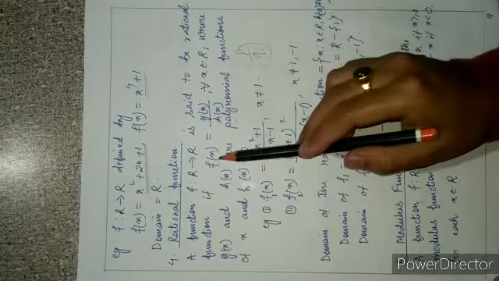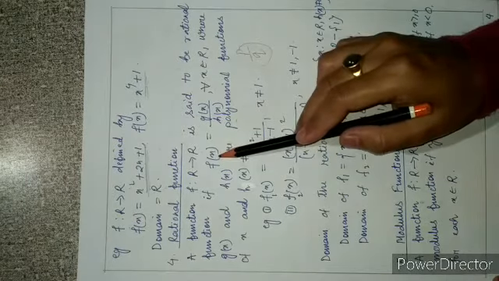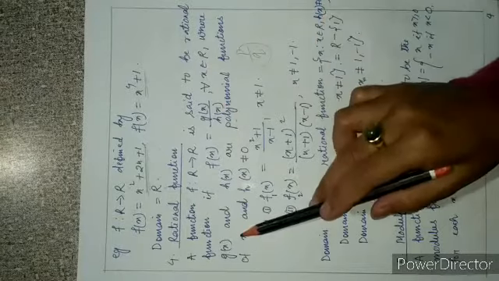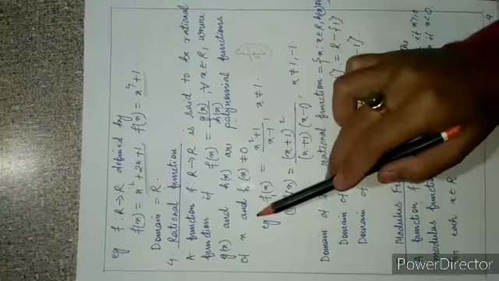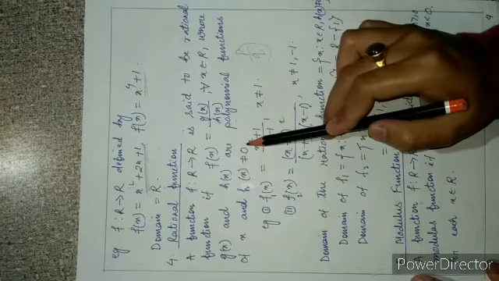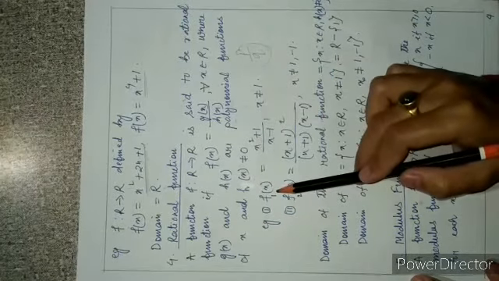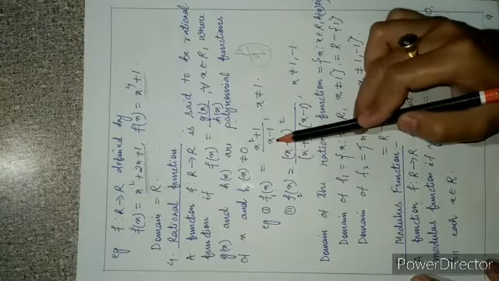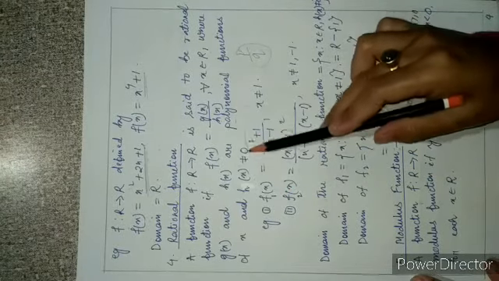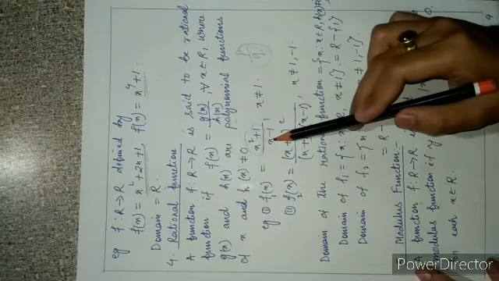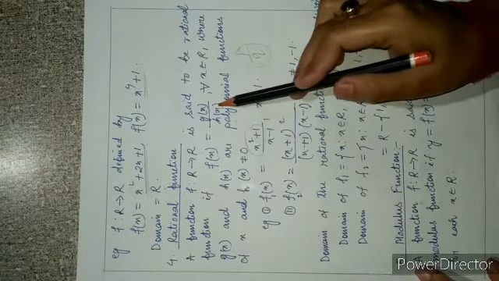A rational function is a function fx equal to gx divided by hx, where gx and hx are polynomial functions of x and hx is not equal to 0. Example: f1x is equal to x squared plus 1 divided by x minus 1. Here x squared plus 1 represents the function gx and x minus 1 represents the function hx.